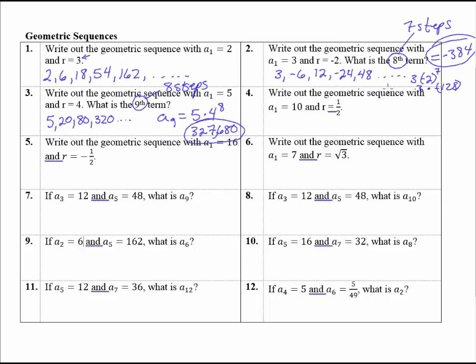Okay, write out the geometric sequence with a1 is 10, so we start with 10, and the ratio, ooh, it's a 1/2 this time. So we get 5, then we get 5 halves, then we'll cut that in half, we have 5 fourths, then we cut that in half, we have 5 eighths. And notice we're timesing by 1/2 times 1/2, and it keeps going on like that. Oh, we don't have to find a particular one.